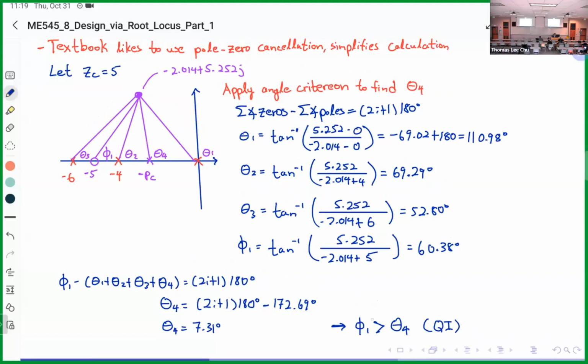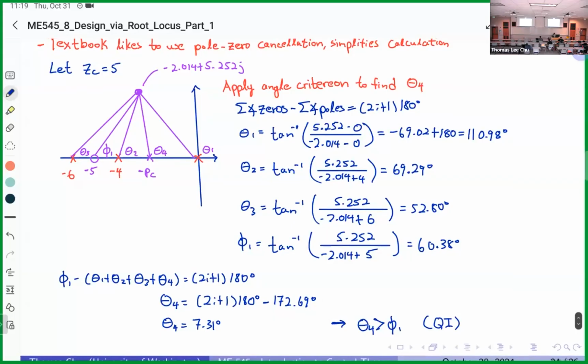Did I do that? Wait, no, sorry. No, I wrote that in reverse. We want theta 4 to have a really small angle compared to phi 1. That's what we want. We want quadrant 1 angle. We want theta 4 in quadrant 1 to be larger than phi 1. Yeah, I was right the first time, man. I'm just, oh my, even with my coffee.